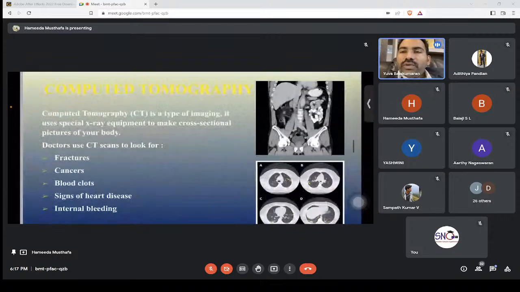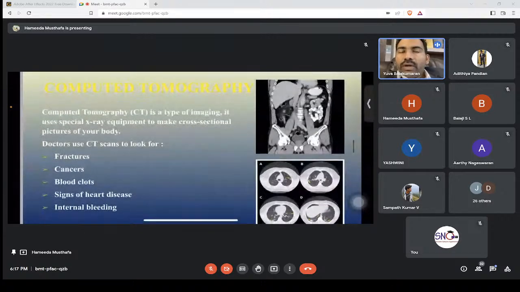Okay, so what are the uses of CT scan? If you are not able to pick up a disease, or if you want to know the extent of the disease and the lesion, you have to take a CT scan. CT, that is computed tomography, is a type of imaging. It uses X-ray equipment to make cross-sectional pictures of your body. We use CT scans to look for fractures, cancer, blood clots, signs of heart disease, and internal bleeding.